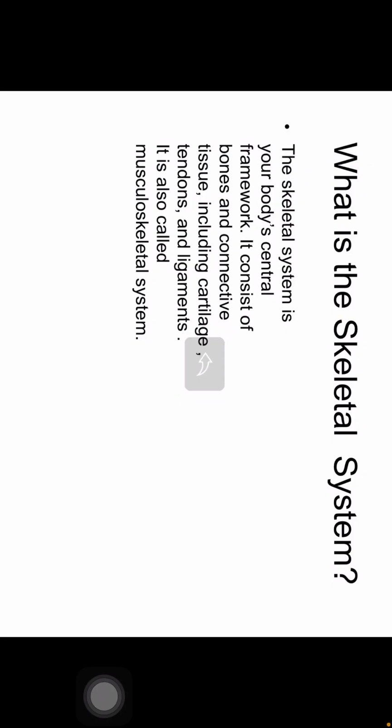So what is the skeletal system? The skeletal system is your body's central framework. It consists of bones and connective tissue, including cartilage, tendons, and ligaments. It is also called the musculoskeletal system. The skeletal system is the foundation of our body, giving it structure and allowing for movement.